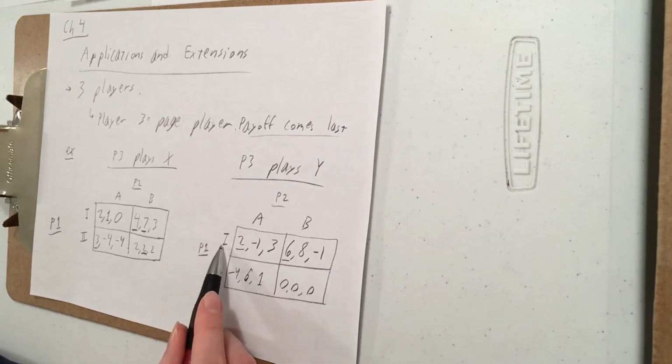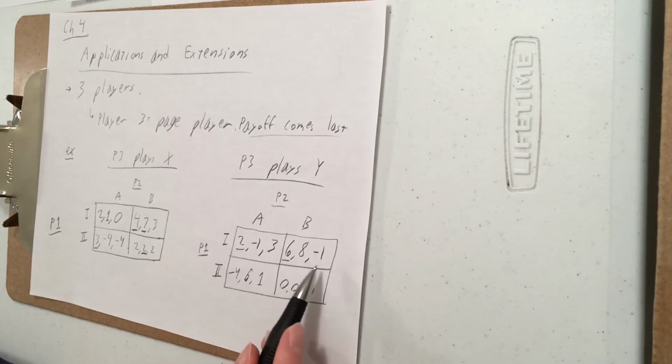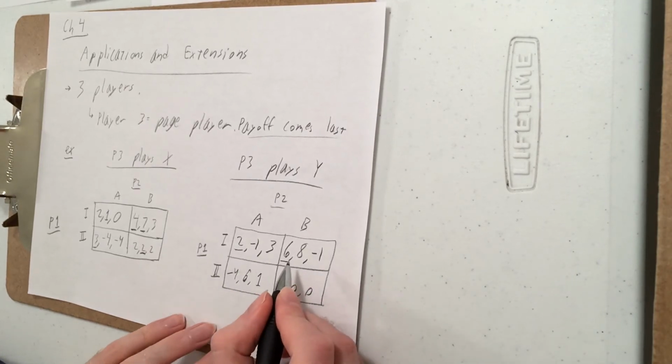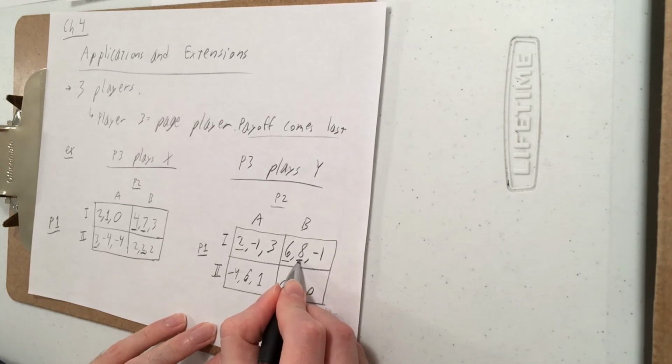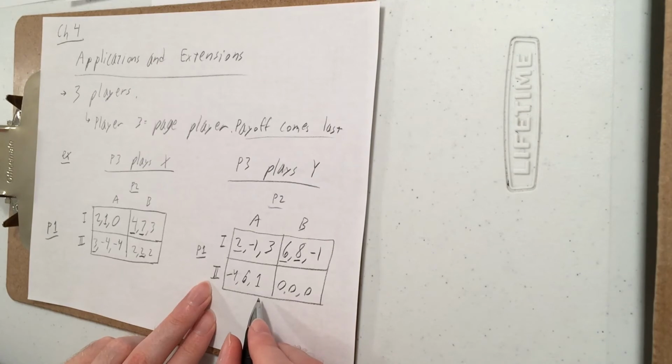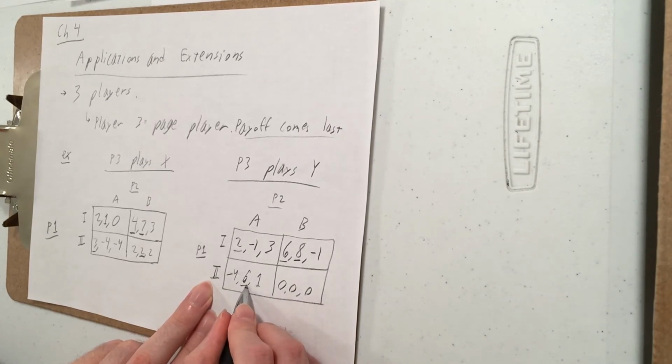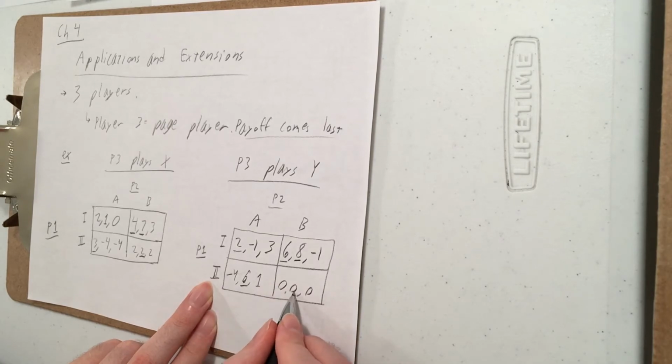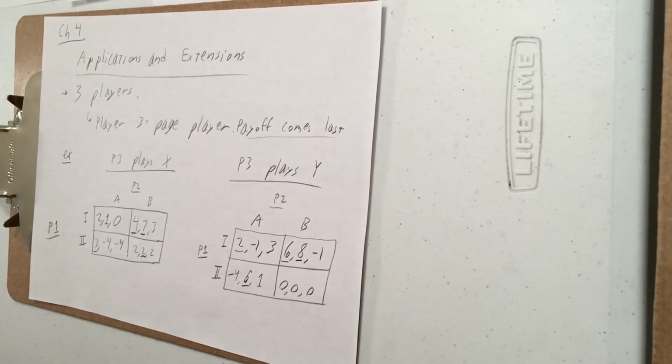If player 1 is playing I, now let's find the column player's best response. Column player's payoffs come second, so they care about the middle number in this row. The biggest one there is the 8. That's better than getting -1. If player 1 plays II, the best response is to play A and get 6 rather than playing B and getting 0. So far, this is very similar to what you saw earlier.